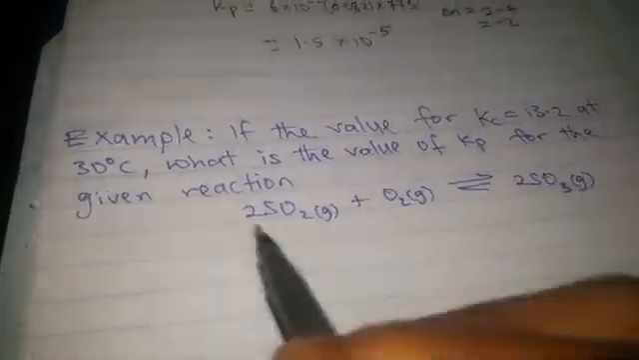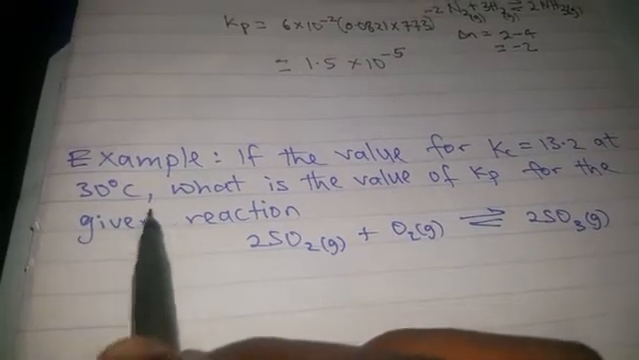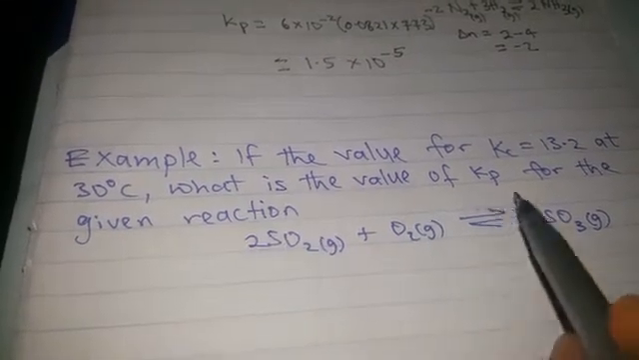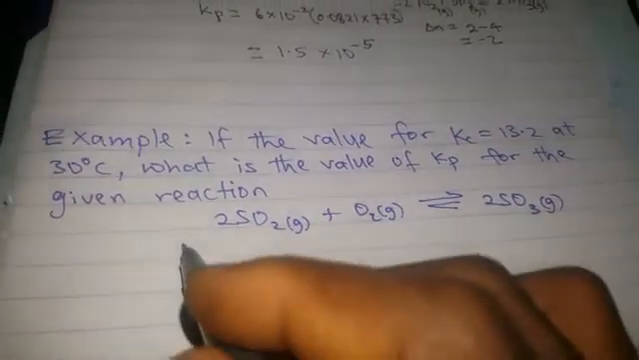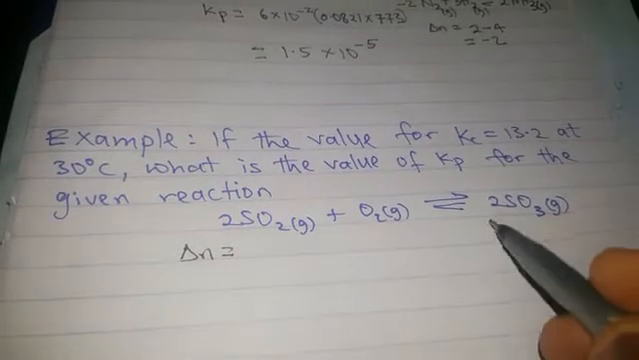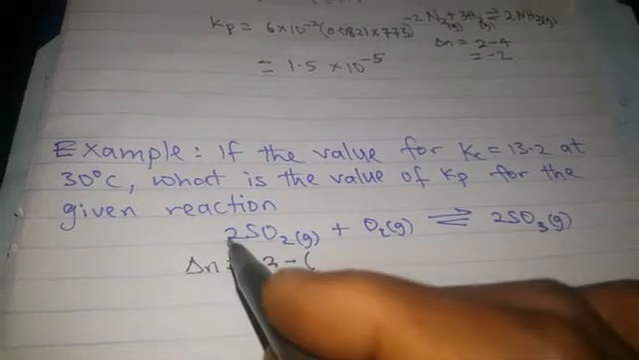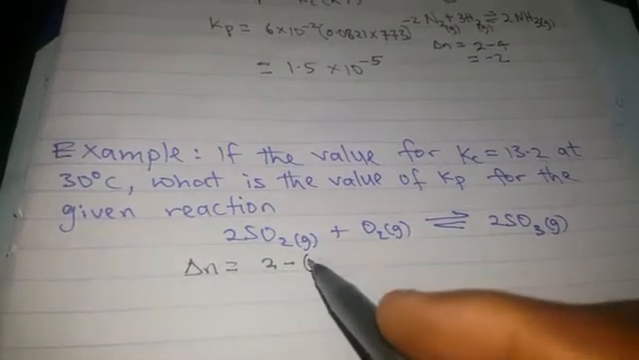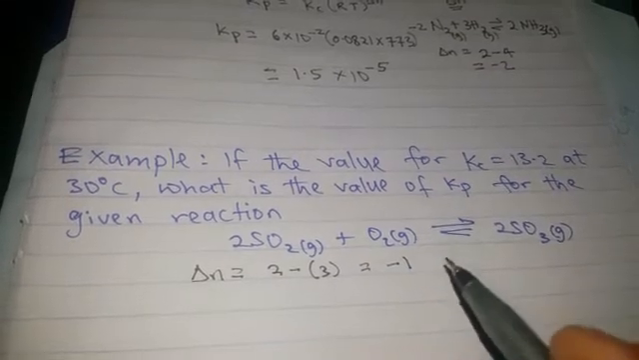This example says if the value of Kc is 13.2 at 30 degrees Celsius, what is the value of Kp for the given reaction? So we are given this reaction. First of all, let's find our delta N. The total for product is 2, minus the total number of moles for the reactant, which is 2 plus 1, which is 3. So that's going to give us minus 1.